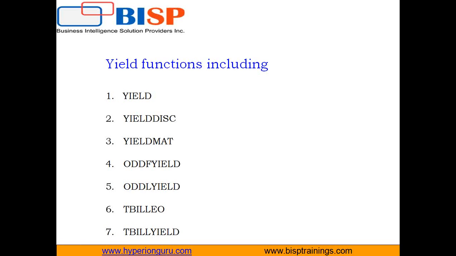The first one is YIELD, then YIELDDISC, then YIELDMAT, then ODDFYIELD, then ODDLYIELD, then TBILLEQ, then TBILLYIELD. In this video, I am going to explain the first 3 functions of the yield category.